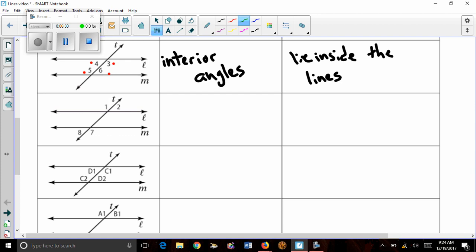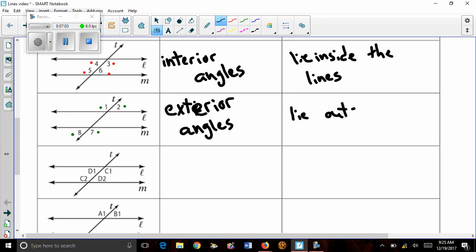Next, if we talk about 1, 2, 8, and 7, they're not inside anymore. They're actually on the outside or the outer edges of our picture. We could call those exterior angles. Sorry, forgot how to spell for a second. That's because they lie outside the lines.